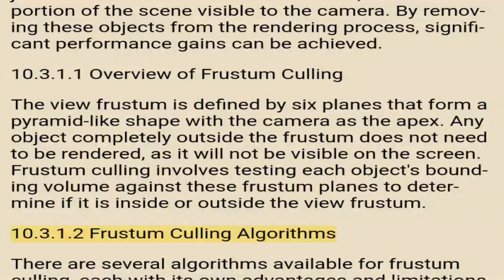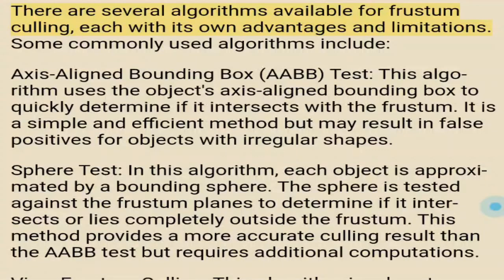10.3.1.2 Frustum culling algorithms. There are several algorithms available for frustum culling, each with its own advantages and limitations. Some commonly used algorithms include the axis-aligned bounding box (AABB) test. This algorithm uses the object's axis-aligned bounding box to quickly determine if it intersects with the frustum. It is a simple and efficient method but may result in false positives for objects with irregular shapes.